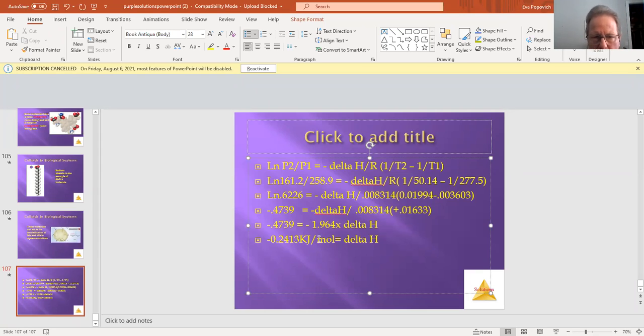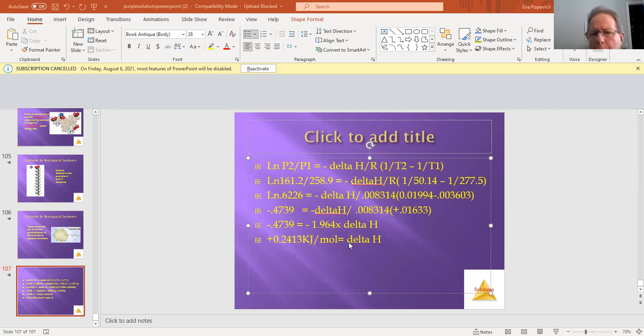Okay, that's a negative. Okay, I came up with this number, a positive 0.2413, doing it the other way. I don't know how that answer came out to be wrong, but this is the answer I came up with. That's the answer I got as well, but in joules.